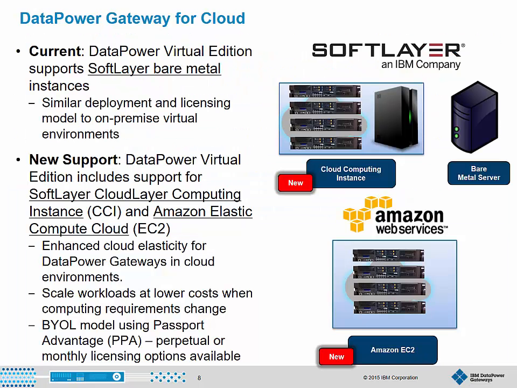In regards to our cloud capabilities, we already had support for running DataPower on SoftLayer bare metal instances. In this release, we've added the ability to deploy DataPower into both SoftLayer CCI as well as Amazon EC2. This deployment flexibility enhances cloud elasticity for DataPower gateways in cloud environments and enables workloads to scale at lower costs when requirements change.